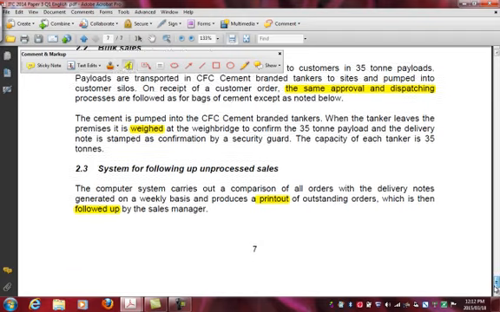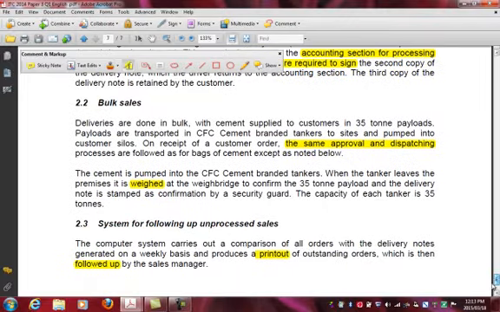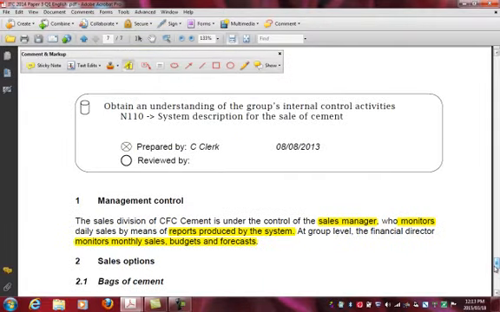Guys, when you have a systems description in a test or exam, such as this, you can be asked either to identify the weaknesses, or to identify the key controls and test those key controls. Or you can be asked to discuss the control risks inherent in this scenario. So when you see that you are going to be reading a systems description, keep that in mind. You're either looking for key controls, you're looking for weaknesses.